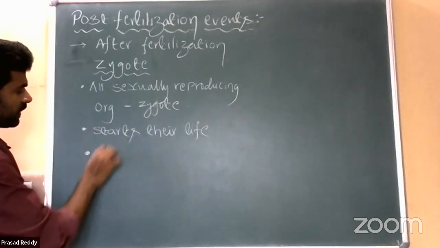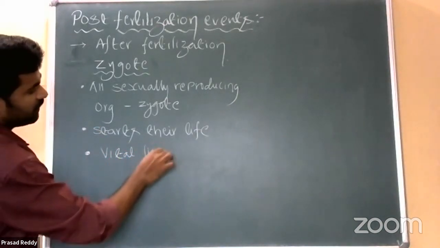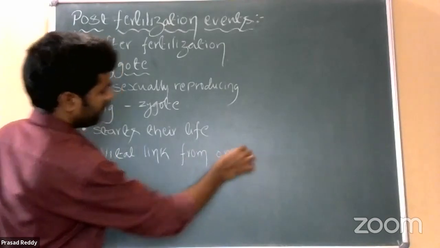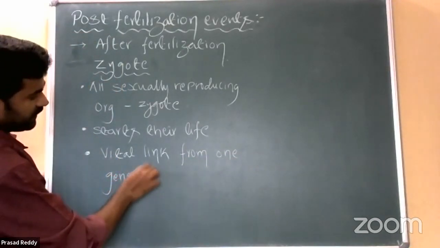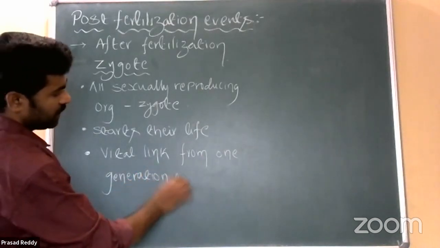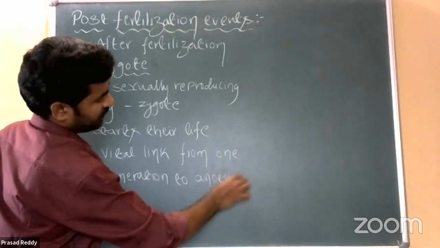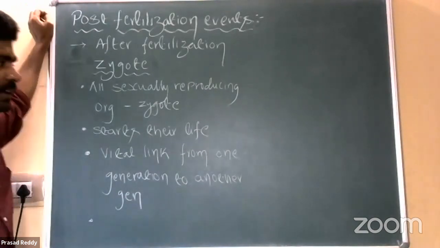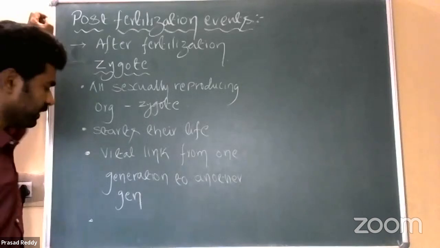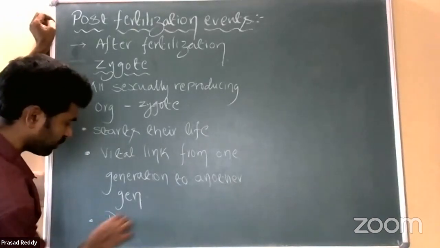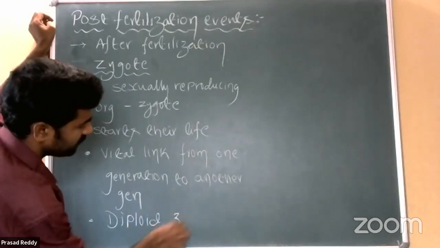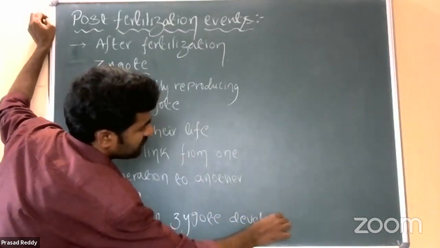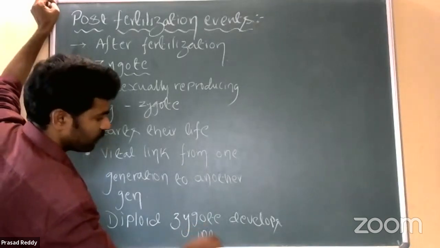So the zygote is a vital link, a connecting link from one generation to another generation. And gradually this diploid zygote develops into an embryo. What is the ploidy of this zygote? Diploid. After fertilization, the diploid zygote develops into an embryo.